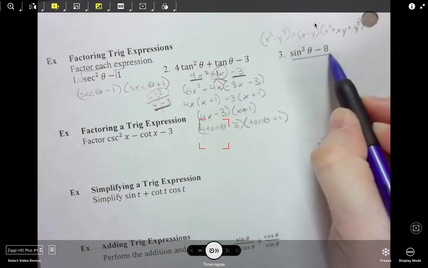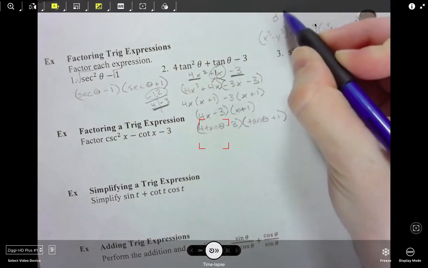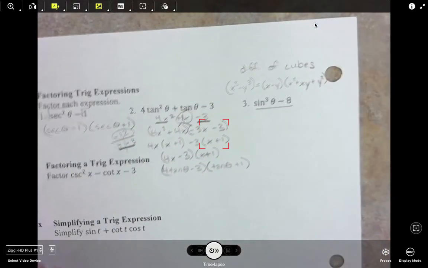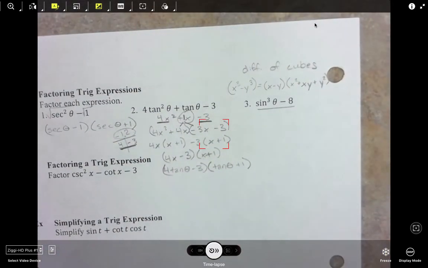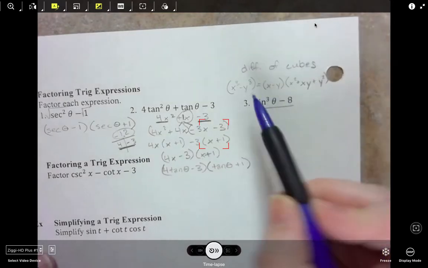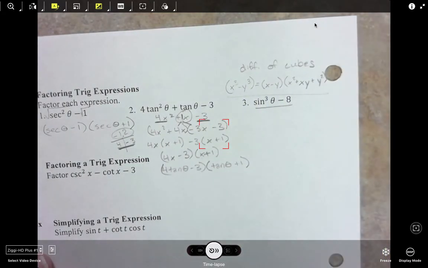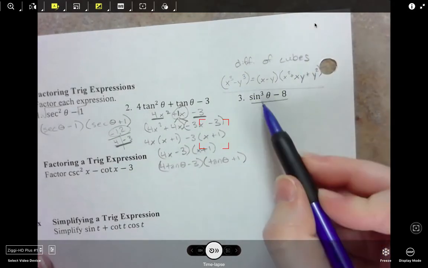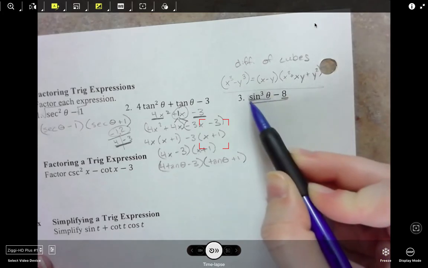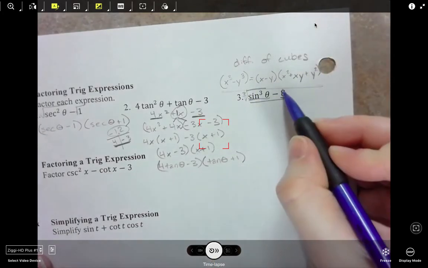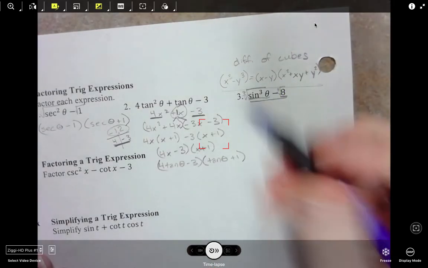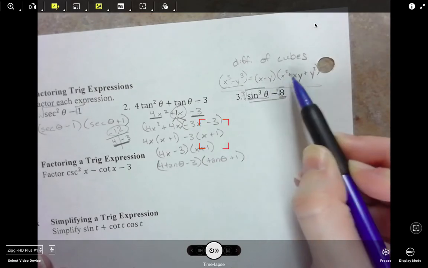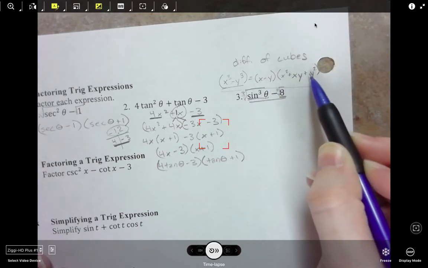This last one right here is what's called a difference of cubes. I don't have the formula for the difference of cubes memorized anyway, so I went ahead and wrote it down. If you want to write that down also, that would be a good idea. If you have a difference of two cubes, meaning the first piece is something cubed and the second piece is something cubed, like I can take the cube root of sine cubed and I can take the cube root of 8, and it's written as minus, it would just be x minus y times (x squared plus x times y plus y squared).